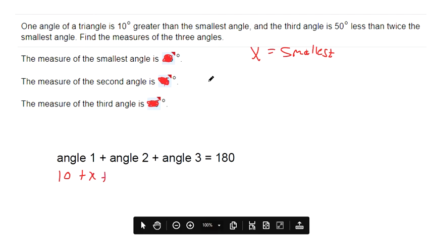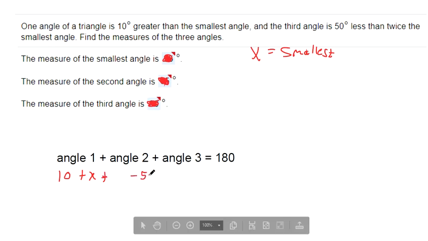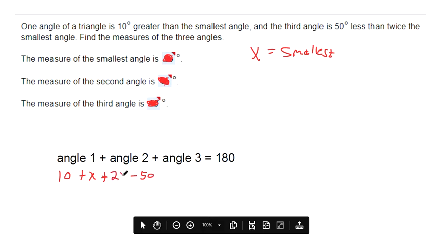And then angle 2, we can call it the next one, or you could call it angle 3 if you want. Doesn't matter. The third angle is 50 degrees less than twice the smallest angle. So just like on question 5 in this quiz, to be 50 less than something, you have to do the minus 50 at the end. So this is twice the smallest angle, and this is how we write 50 less than twice the smallest angle.